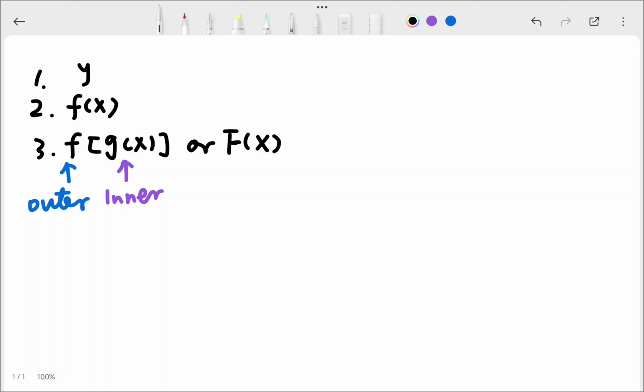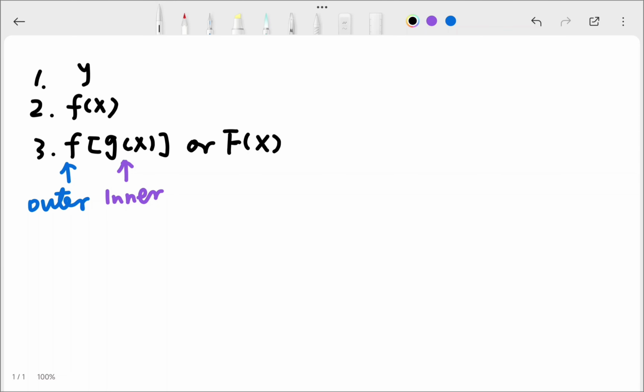The difference between the third and the second notation here is the variable x is replaced by another function g(x), where x is the variable. So we have a function f, which we refer to as the outer function, and g(x) as the inner function. A shorthand notation for this layered function is capital F(x).